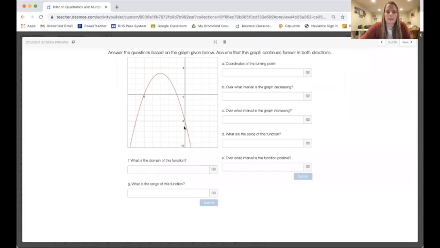All right, here is that problem that talks about all the different features of a quadratic graph. So coordinates of the turning point. The turning point's right here. You can actually click on it. It is negative 3, 4.